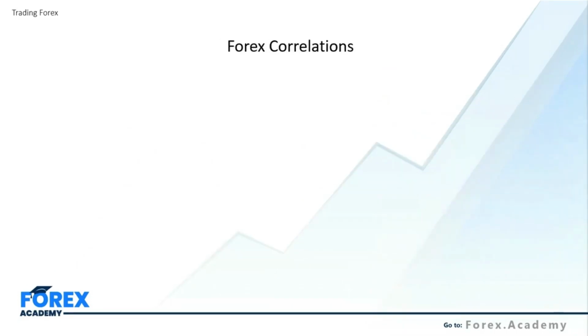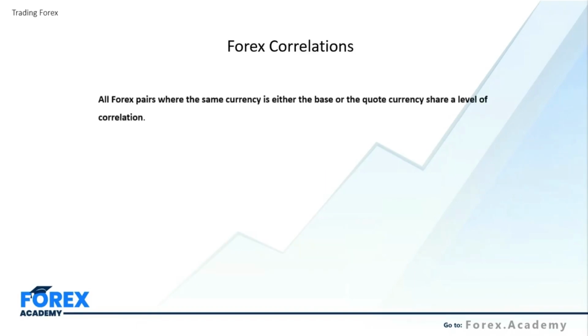Perhaps one of the most important factors to consider when trading Forex pairs is that they share a level of correlation. Now, the most obvious factor is, of course, that all Forex pairs where the same currency is either the base or the quote currency share a level of correlation. Why is that? Well, let's take, for example, the US dollar against the yen and the euro against the US dollar. One has the US dollar as the base currency, USD/JPY, and in EUR/USD the US dollar is the quote currency.